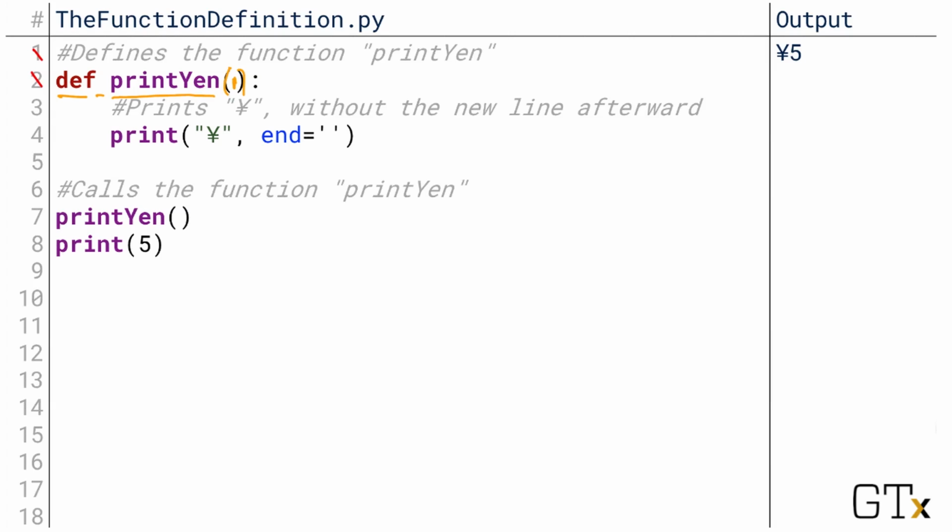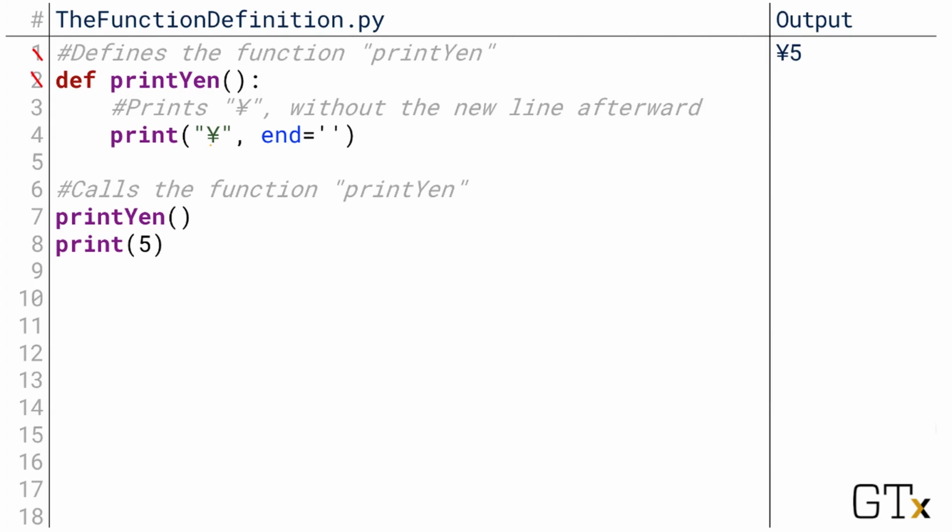That's where our parameters are going to go in a later lesson. And then finally, as with all our control structures, it ends with a colon. The colon tells Python the next block of code will be indented and controlled by this function. Lines 3 and 4 are the body of the function. They define what actually happens when the programmer calls the function printYen.